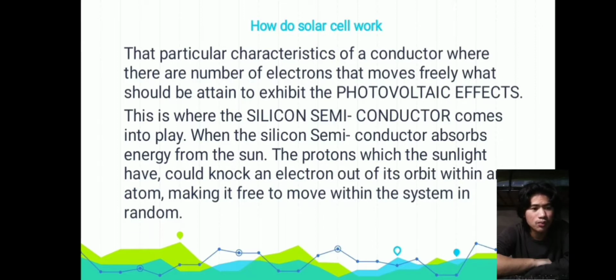The photons which the sunlight have could knock an electron out of its orbit within an atom. So, yung photons na galing sa sunlight is nananak niya yung electron out of its orbit within an atom, making it free to move within the system in random. So, yung nanak na electron, mag-move siya in random within the system.